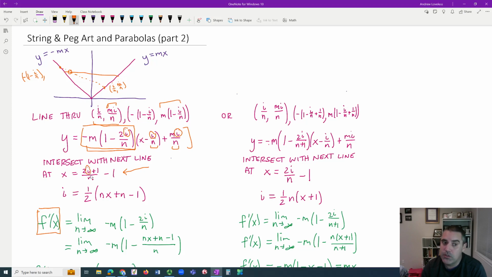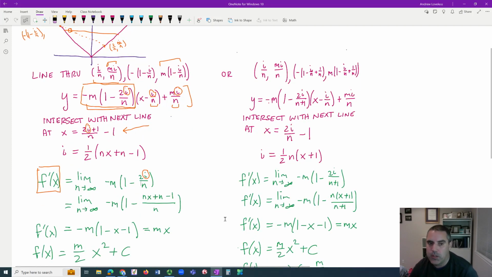This time it was easier to do. I replaced this i with that, and then I got to do a limit question. And that limit is much cleaner. You don't need any limit tricks to do it. It just came out to be mx. So the derivative needs to be mx, so we can integrate, and then it's going to be x squared over 2 with the c.